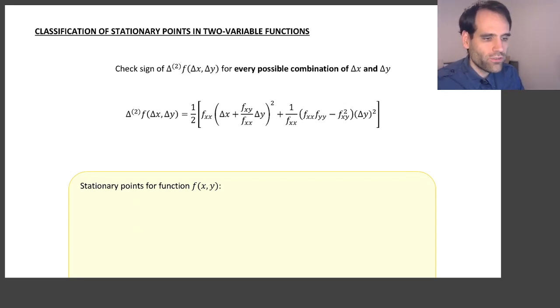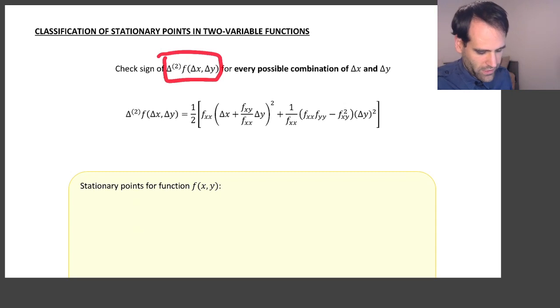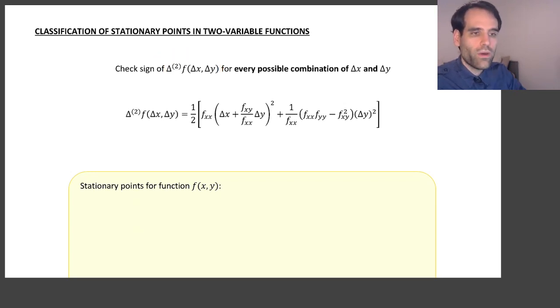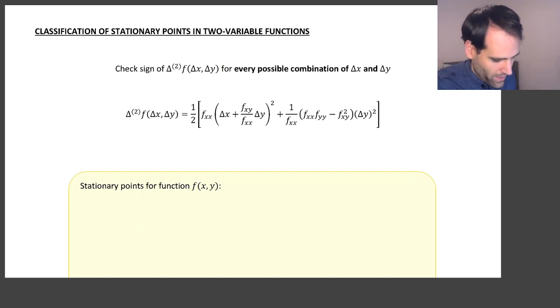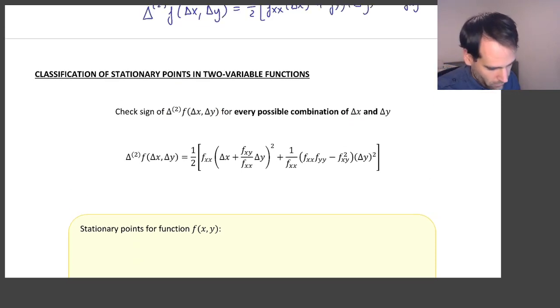So in this video I'm going to give you the recipe for how to know if a point is a local maximum or a local minimum. Or in other words, I'm going to give you a trick to know if the second order term of the Taylor expansion is always positive or always negative, regardless of the values of delta x and delta y. And the way to do it is as follows.